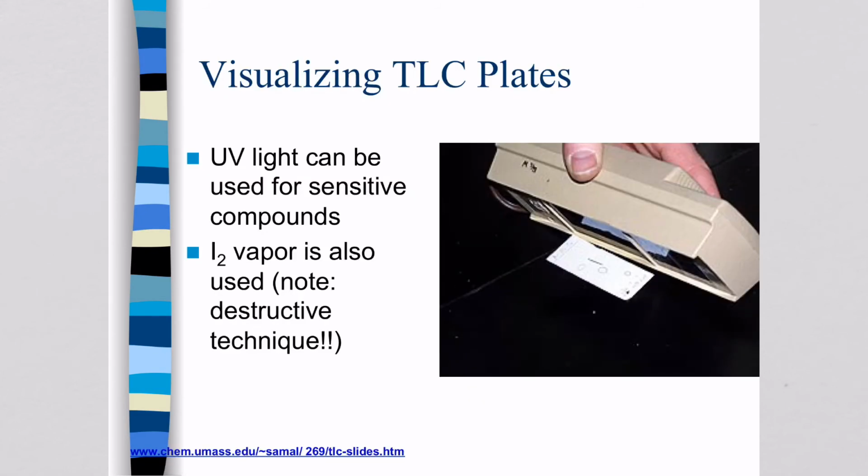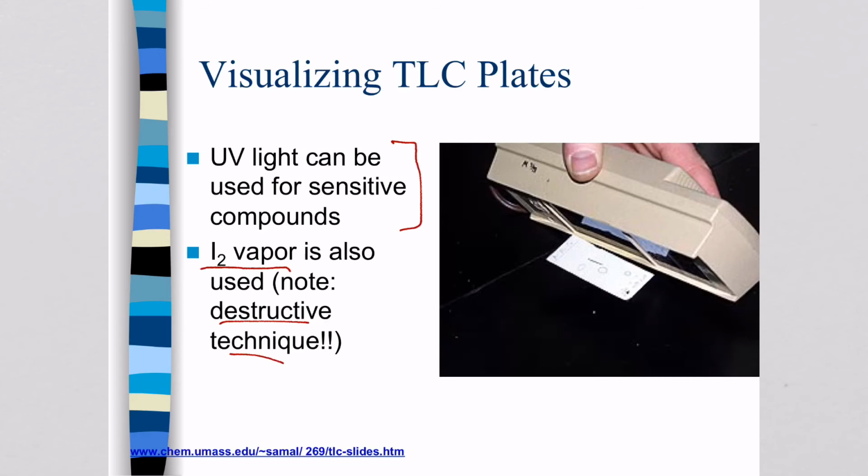To visualize the TLC plates, we are going to be using UV light, just as described in the MIT video on the technique. We're also going to be using iodine vapor, and that is, as it says here, a destructive technique because iodine can react with some of the compounds, not all of the compounds, and it'll form brown spots on the TLC plate.